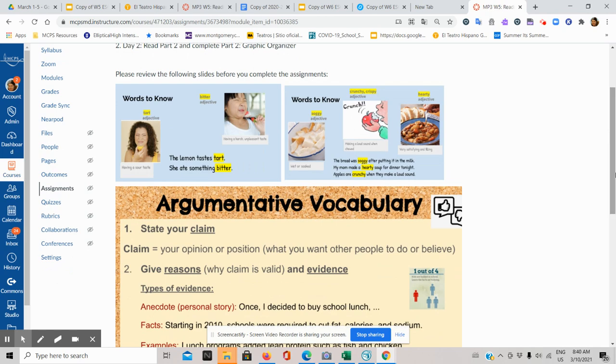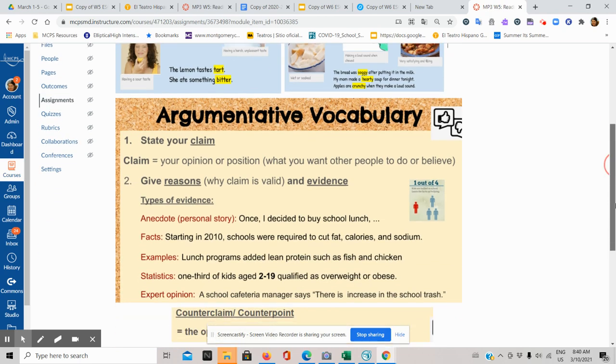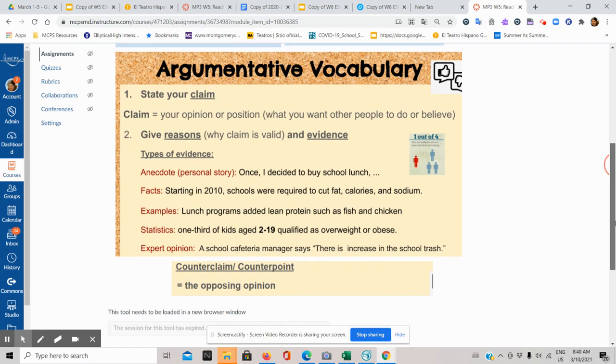So you have some vocabulary up here that helps you to understand what you're reading: tart, bitter, crunchy, crisp, soggy, hearty, which are words usually used with food. We've been reading an article about school lunches. Over the last couple weeks, we've been talking about argumentative vocabulary.